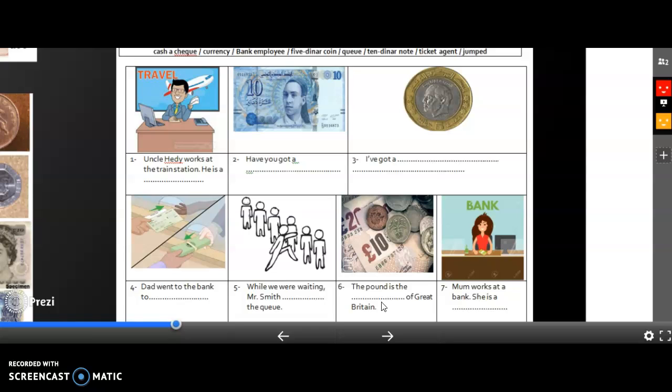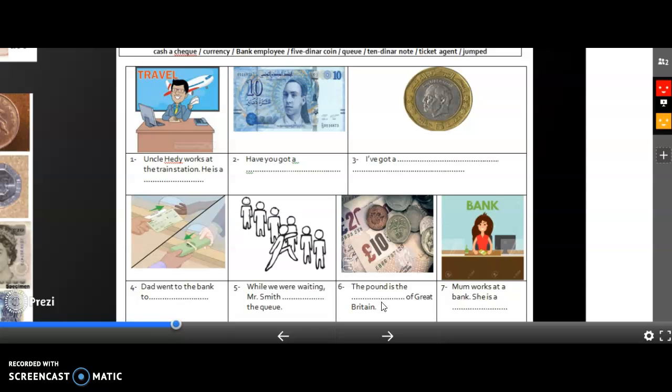So look at picture number 1. Can you complete the first sentence? Uncle Hedy works at the train station. He is a ticket agent. Okay, good. Yes, he's a ticket agent.